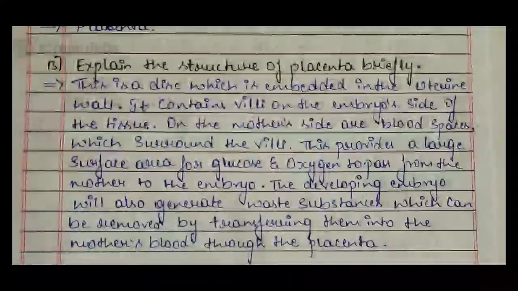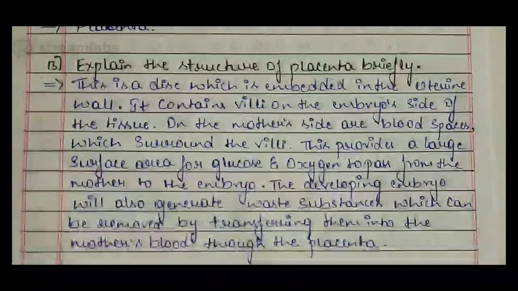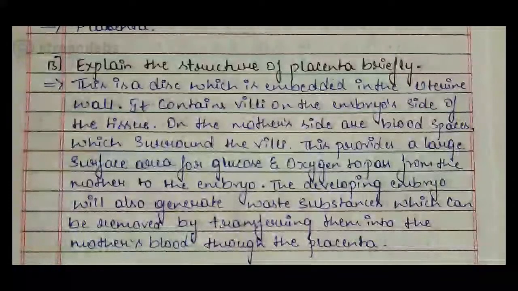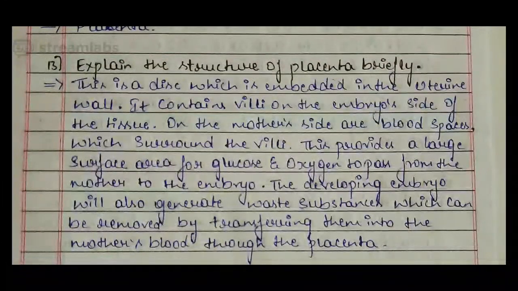Explain the structure of the placenta briefly. This is a disc which is embedded in the uterine wall, that is, in the uterus. It contains villi or finger-like projections on the embryo side of the tissue. On the mother's side, there are blood spaces. It surrounds the villi. This provides a large surface area for glucose and oxygen to pass from the mother to the developing fetus.